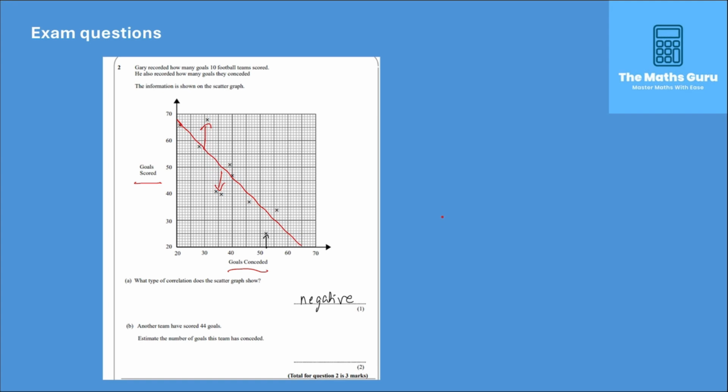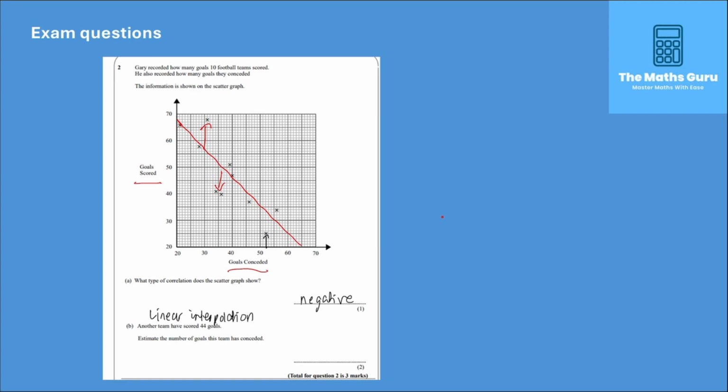So, another team has scored 44 goals. Estimate the number of goals the team has conceded. Okay, this is again linear interpolation. Remember, we looked at this in the revision video. It's basically something that's not been plotted, but it's within our data, within our range, sorry. So we don't need to extend our graph.